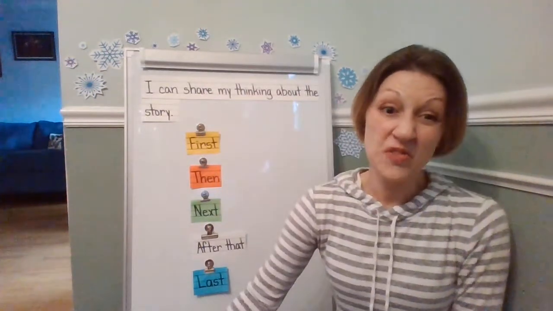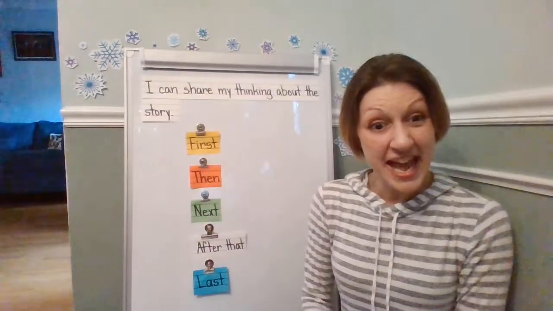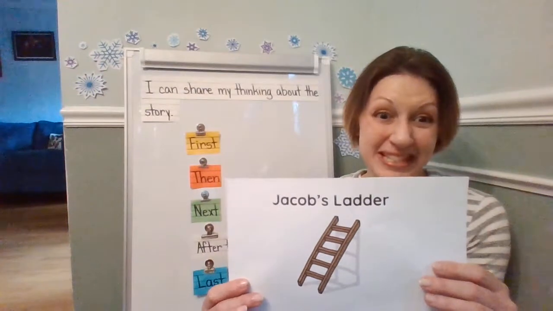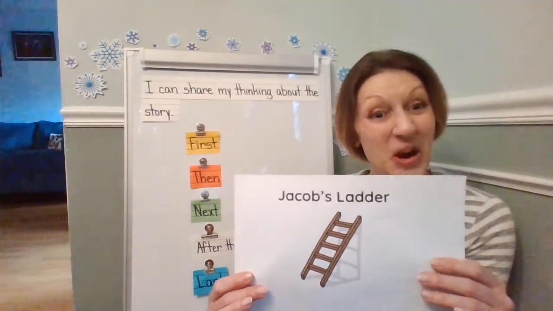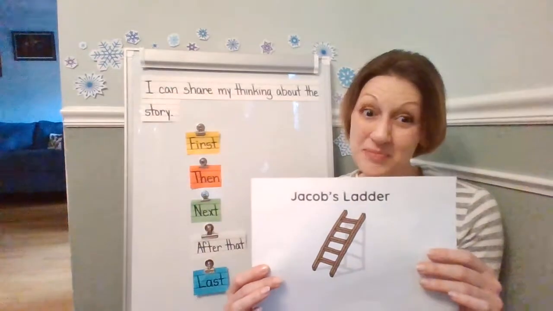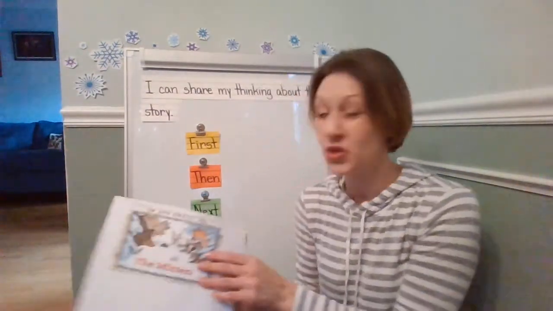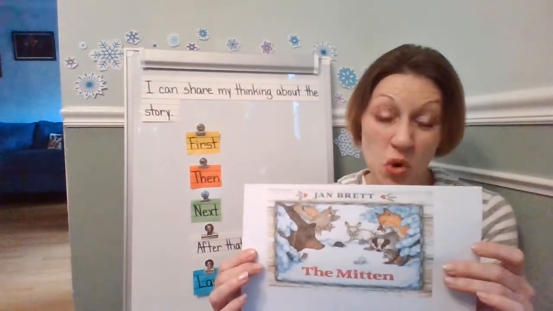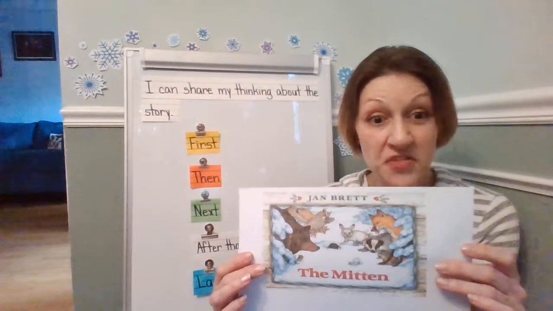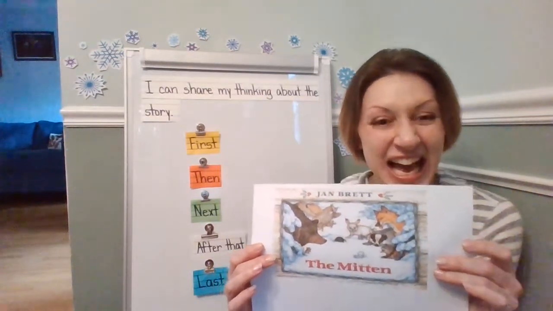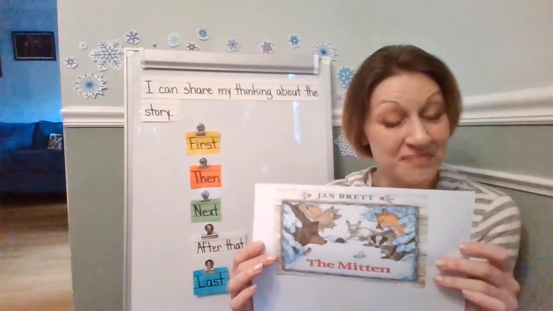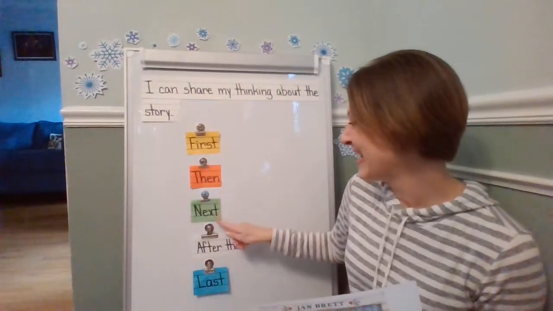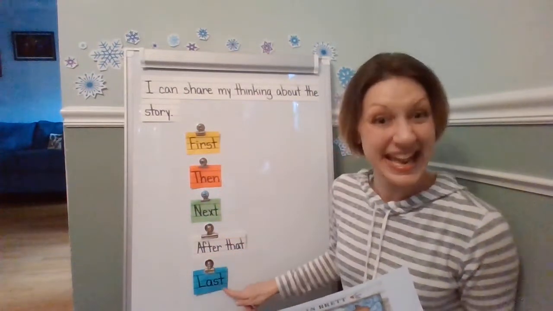All right, we've looked at the story together. Now, let's go ahead and see what part of Jacob's ladder we're going to be doing together. Are you ready, readers? Okay, so we listened to The Mitten. And I remember in this story, there were many different animals that went to hide inside of a mitten. Do you remember what happened first, then, next, after that, and last?